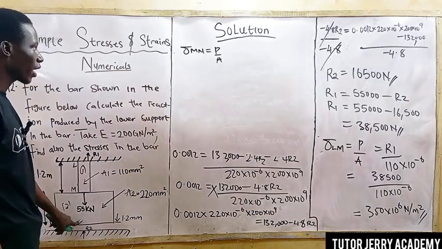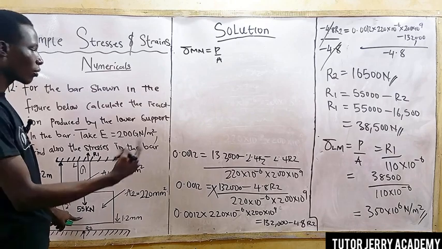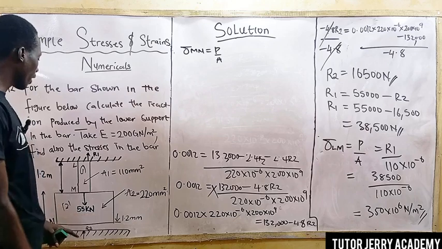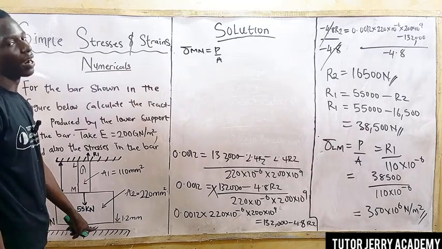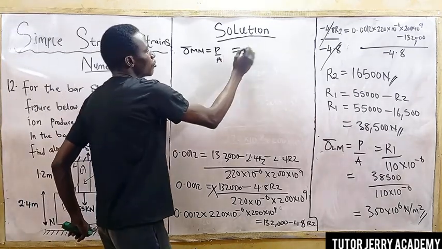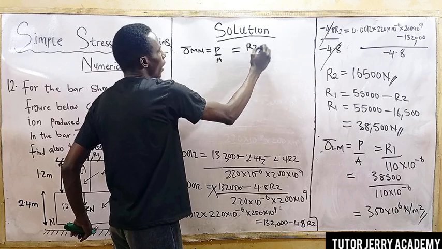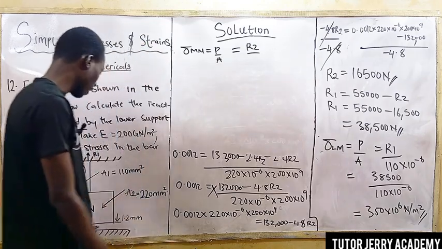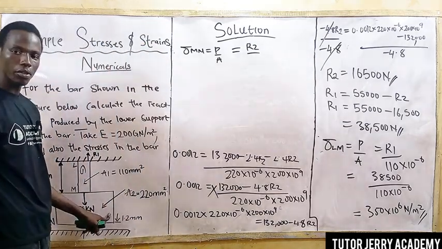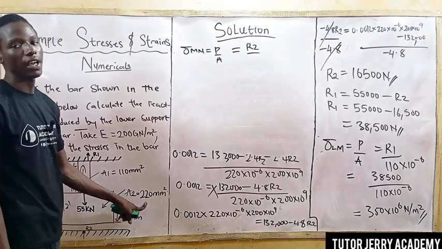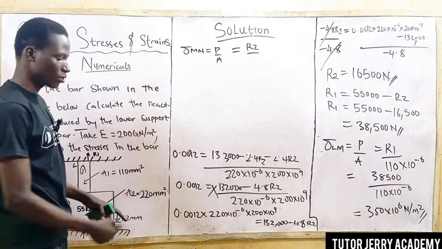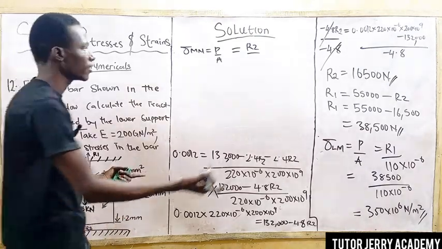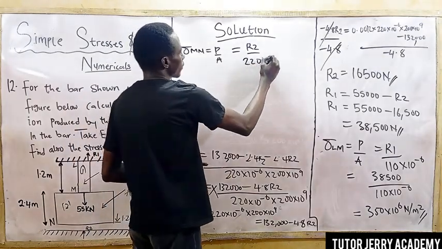So if we are considering this section, earlier on we drew the free body diagram and we have the pull R2. So our magnitude of pull here is R2, all over the area. The area of this second section is given from the question as 220 millimeters squared. Converting 220 millimeters squared, we multiply by 10 to the power of minus 6.